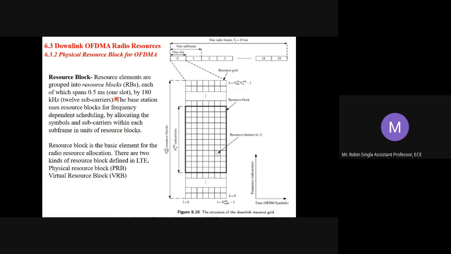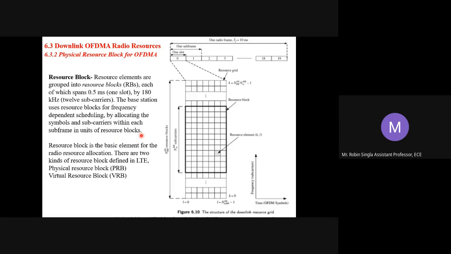Now, resource block. I have written the same thing again, because now you might have understood what a resource block is, so you will easily understand the meaning of these lines. Resource elements are grouped into resource blocks, each of which spans 0.5 millisecond, that is one slot, by 180 kilohertz, that is 12 subcarriers. The base station uses resource blocks for frequency dependent scheduling by allocating the symbols and subcarriers within each subframe in units of resource block.